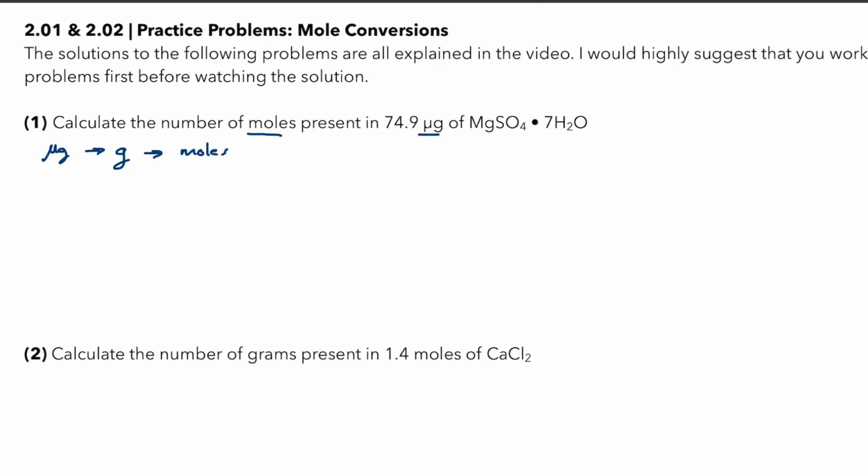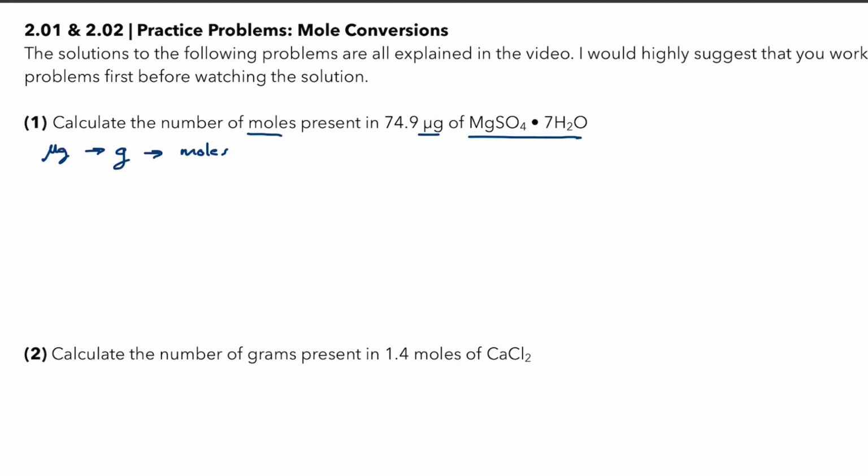Now I know the conversion from micrograms to grams. There's 10 to the 6 micrograms in 1 gram. That means 1,000,000 micrograms for every gram. Now in order to go from grams to moles, I need to know the molar mass of the compound. Now remember, the molar mass we calculate by adding up the individual molar masses of each of the elements. So let's go ahead and do that.